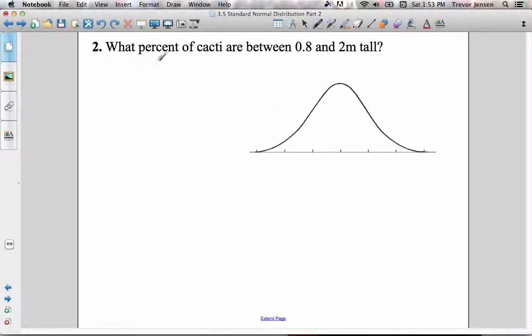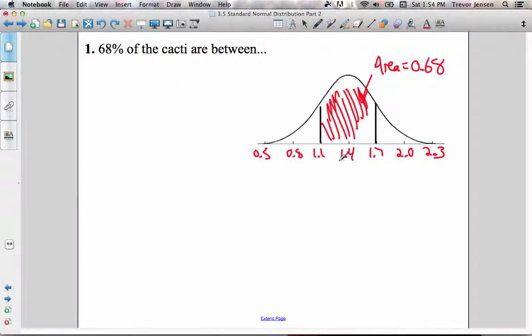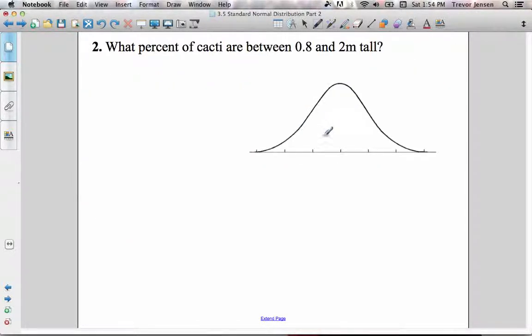Okay. Number 2, what percent of cacti are between 0.8 and 2 meters tall? So once again, here's my normal distribution. The average cactus height was 1.4 with a standard deviation of 0.3. So I'll just quickly label this. Okay, so don't forget our normal distribution, mean of 1.4, standard deviation of 0.3.